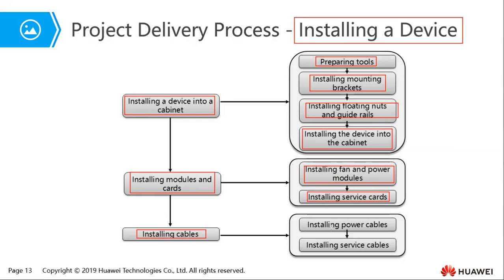When it comes to installing cables, there are two types of cables here: power cables and data cables, also known as service cables. Power cables power the devices, and service cables carry data and interconnect the devices together.